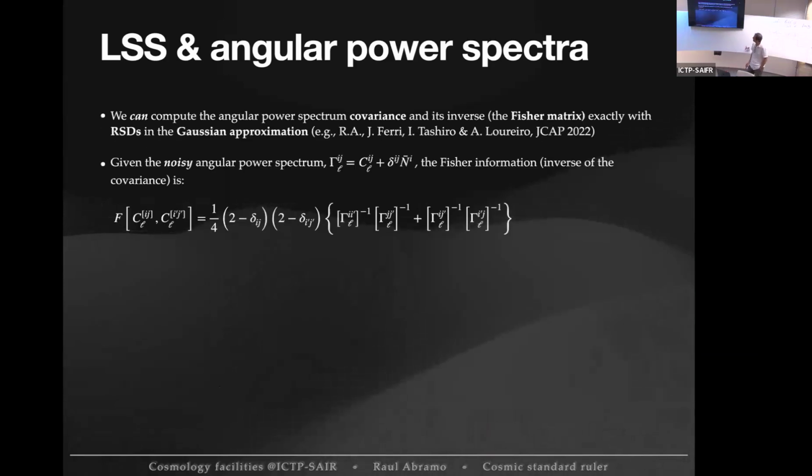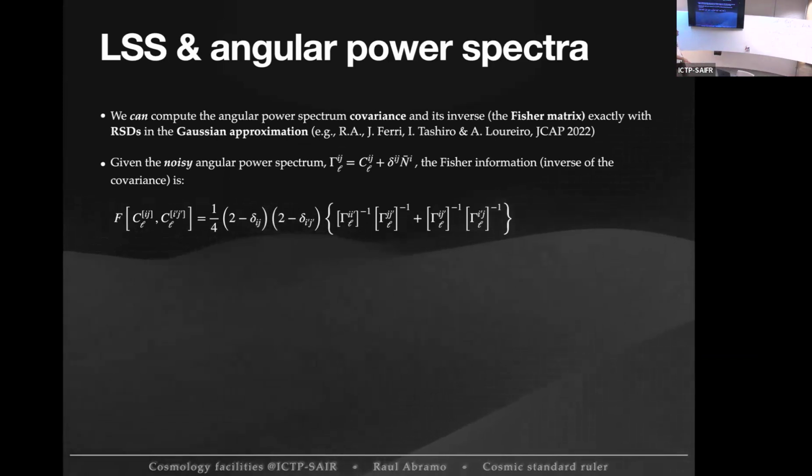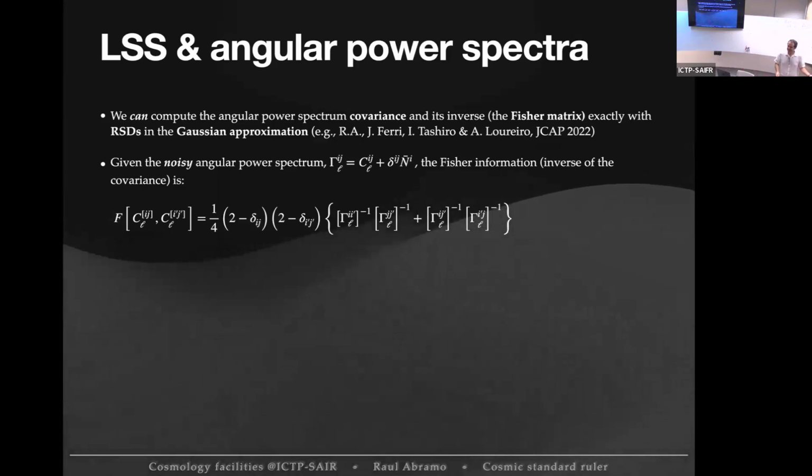So one way of doing this is in the Gaussian approximation. It turns out that you can write the inverse of the covariance for these angular power spectra, which is also called the Fisher matrix information. You can do this exactly, even with redshift space distortions. So this is the general expression here for the inverse of the covariance. These are the noisy angular power spectra that come in here. For everybody that has done this before, this is just the same statement as the 4-point function. So the covariance of the 2-point function is this.